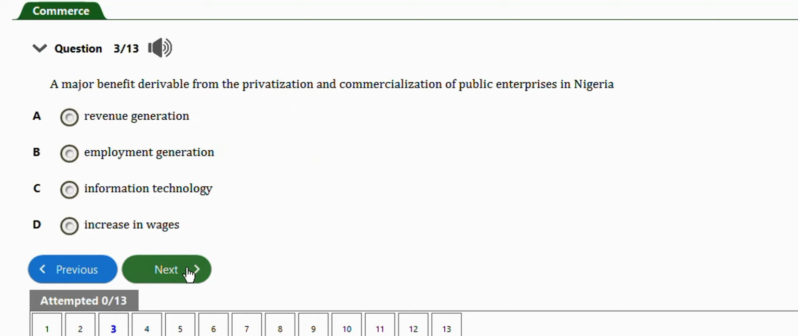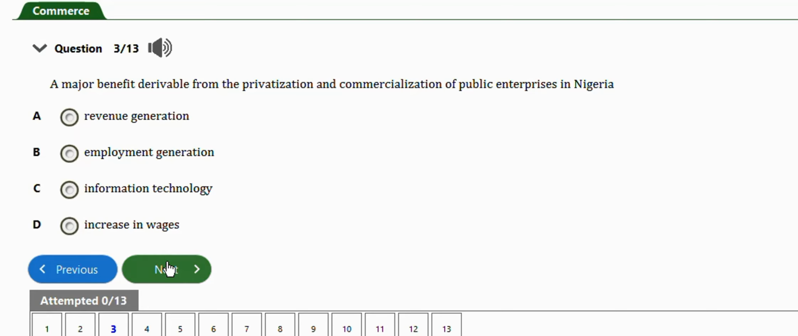Very important, this question says a major benefit derived from the privatization and commercialization of public enterprises in Nigeria is: revenue generation, employment generation, information technology, increase in wages. The right answer is option A, revenue generation.